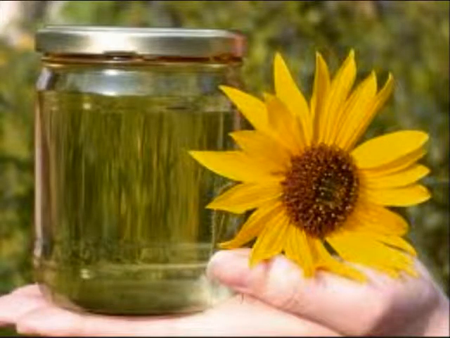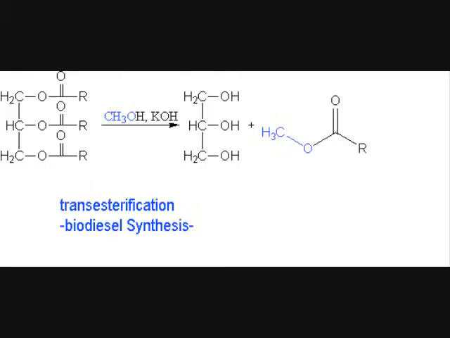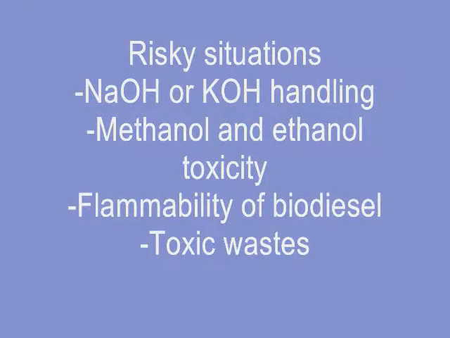Biodiesel refers to a vegetable oil or animal fat-based diesel fuel consisting of long-chain alkyl esters. Biodiesel is made through a chemical process called transesterification, whereby the glycerin is separated from the fat or vegetable oil. In the complete process of biodiesel production, it is very important to identify the risky situations that can be pollution points, to avoid negative results and decrease the environmental impact.